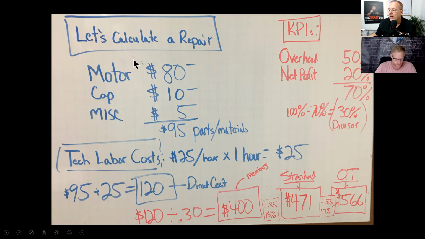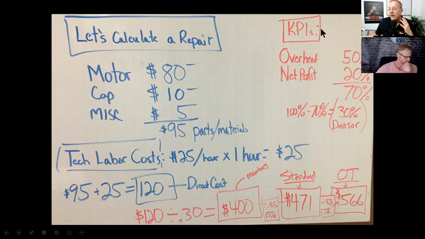If we've got a motor where your cost is $80, and you put a capacitor in there, plus miscellaneous wire nuts and what have you, you decide you've got $95 in parts. And your service technician, let's say you're paying him $25 an hour. Now you want to add the benefits and taxes burden to that, whatever that would be. But for simple math, let's just call that a 1 hour job at $25. Well, 95 plus 25 is $120. So this is our direct cost to replace that motor.